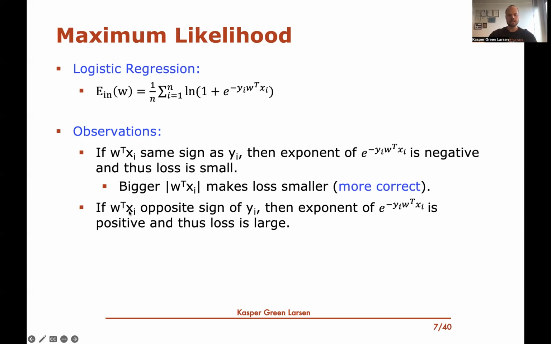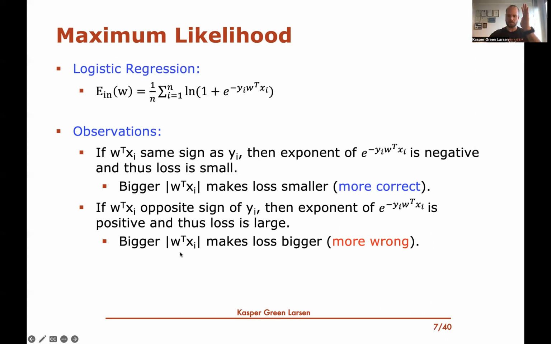On the other hand, if this inner product has the opposite sign of yi, then the exponent is positive, and the loss is growing. With a larger and larger inner product here, meaning that you're further and further away on the wrong side of the hyperplane, you pay a bigger and bigger penalty in the loss. So unlike the classification case, where we just count whether you are on the wrong or the right side of the hyperplane, here we're really saying the further away you are on the correct side, the better, and the further away you are on the wrong side, the worse it is. So this is some intuition for what's happening in this loss function.